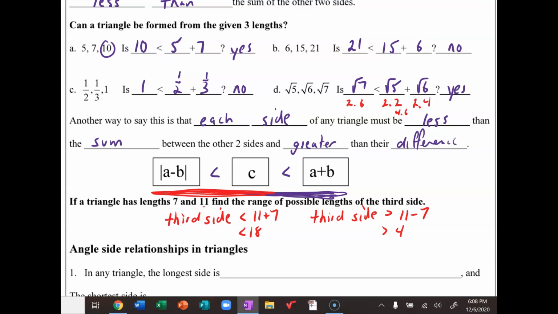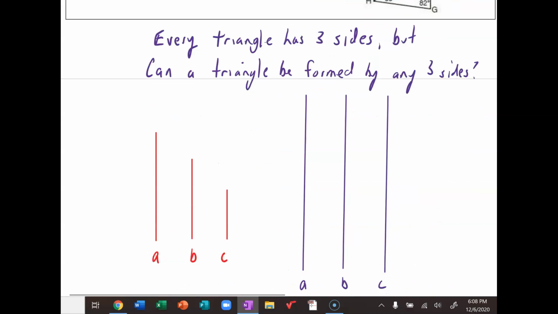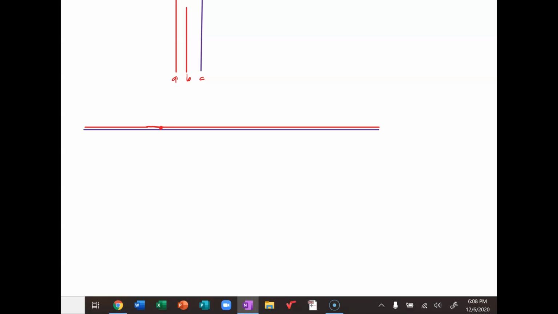18 is not less than 7 plus 11. It's equal to. So that would be like the case where I showed you down here where the triangles lay flat on top of each other. It would be like 7, 11, and 18. No triangle there, right?